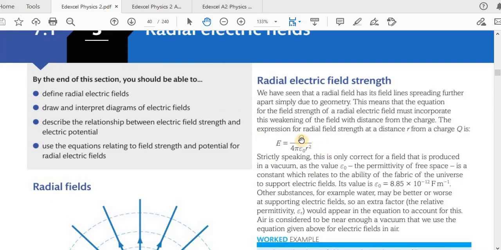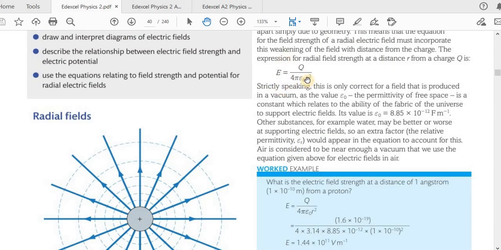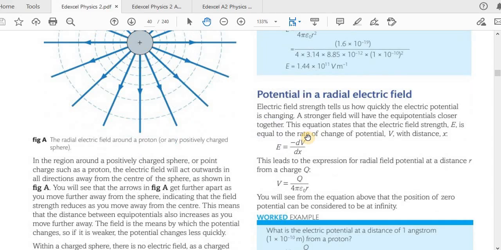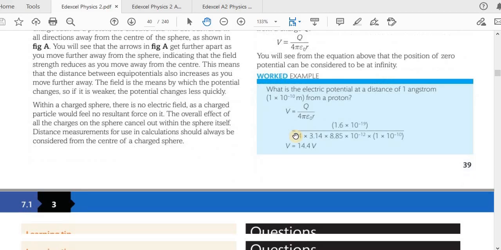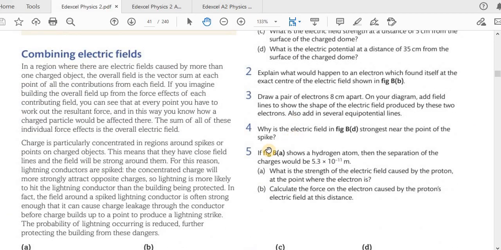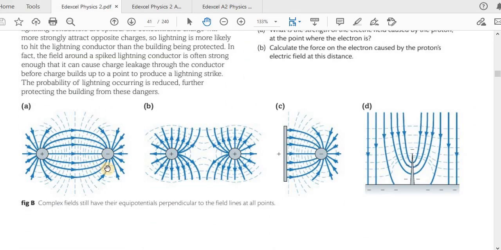So this is different from what you learned for uniform electric fields. So we have E equals Q over 4 pi epsilon naught R squared. Then we also came across this equation, which is the electric potential in a radial electric field. So you have to be familiar with these equations. Then there were some calculations. And finally we had combining electric fields.